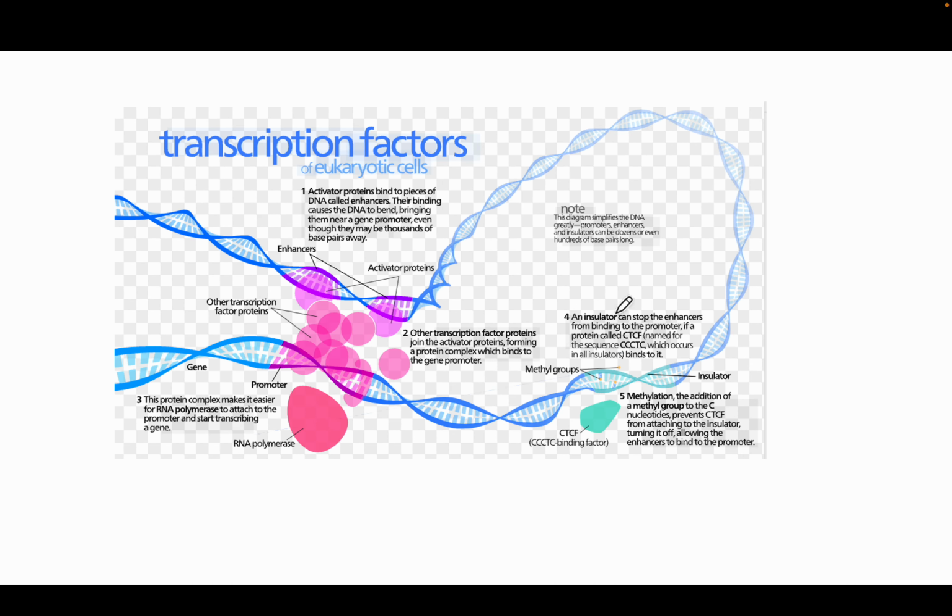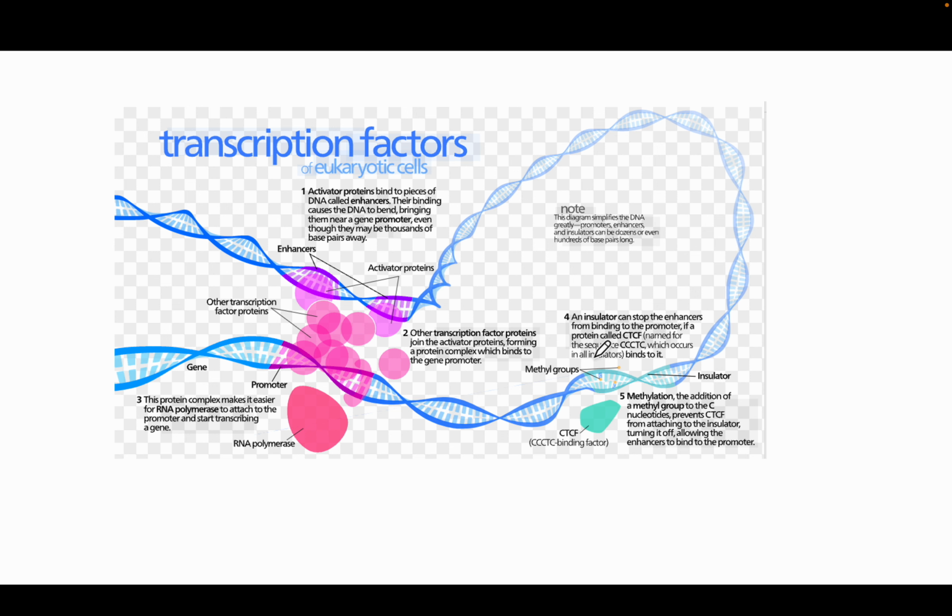Then we will see that an insulator can stop the enhancer from binding to the promoter if a protein called CTCF, named for the sequence CCCTC, which occurs in all insulators, binds to it. So there is a factor called CTCF, and the insulator can also stop the enhancers from binding to the promoter. You can see that this is a modification that is not helping transcription, rather it is acting against transcription.